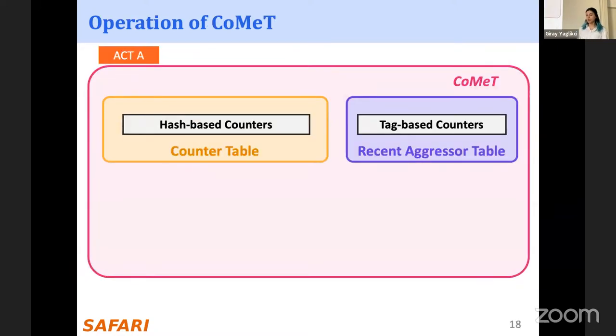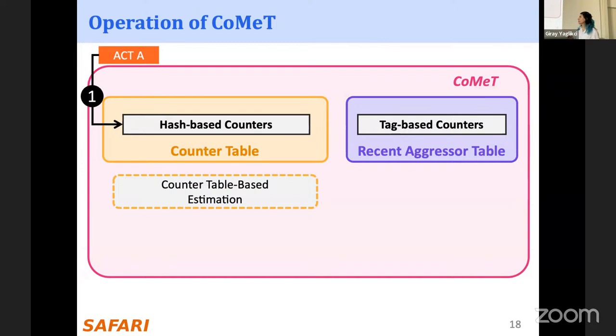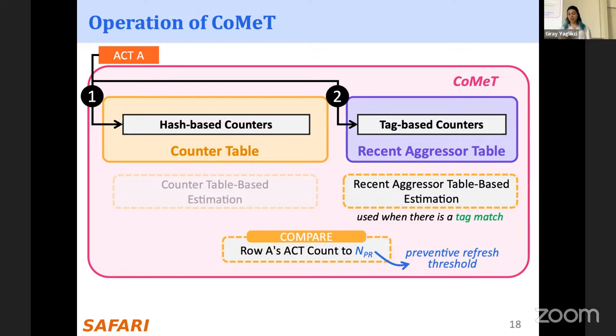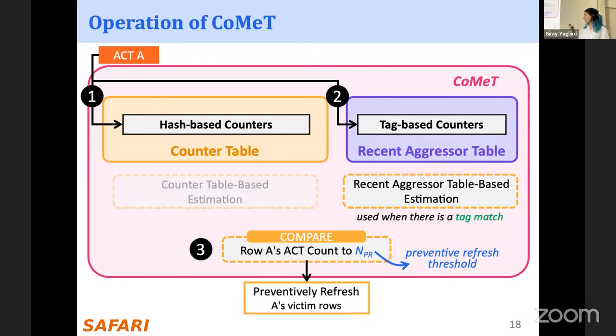Let's look at a high-level summary of how CoMeT operates. When there is an activation to row A, CoMeT first checks the counter table, which implements hash-based counters, and gets an estimation based on the counter table. At the same time, it checks the recent aggressor table, which has the tag-based counters, and gets a second estimation based on that. And when there is a tag match in the recent aggressor table, CoMeT uses that estimation because tag-based counters are more accurate. Using this estimation, CoMeT compares it to a preventive refresh threshold, and if the estimation reaches the threshold, it preventively refreshes row A's victim rows.